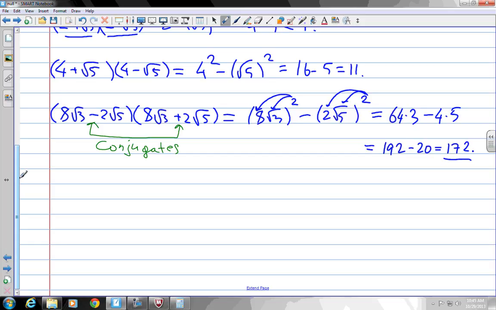Because eventually, as I said, we're going to really discriminate against irrational numbers. So we're going to be looking for the ways to kill them, and there's one of them. Use the conjugate thing. Okay?